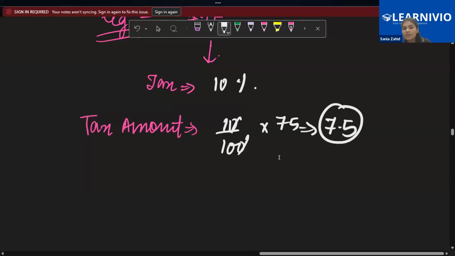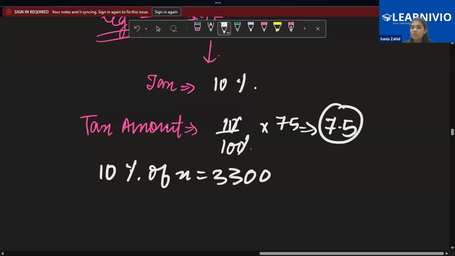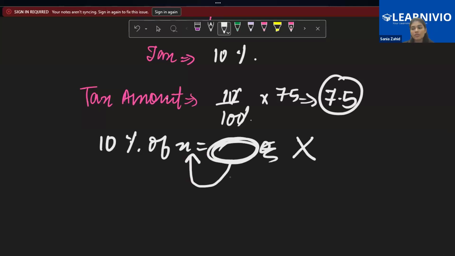So Duha, you see, when we multiply the tax with the original amount, we get the tax amount. We don't get the total amount. So 3300 was my total amount. If I do 10% of x, can I get 3300? No, I won't get 3300. I will have to add the answer that I get over here to the x amount, and then I will get 3300. Okay?